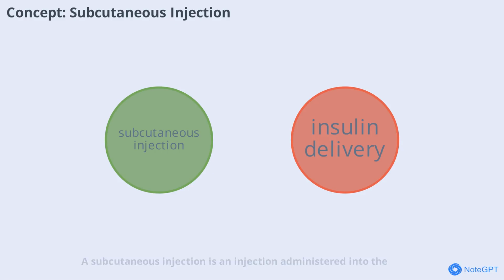A subcutaneous injection is an injection administered into the layer of fat and tissue just beneath the skin. This method allows for slow, steady absorption of insulin, making it the preferred route for most insulin therapies. Proper technique is crucial for effective delivery.